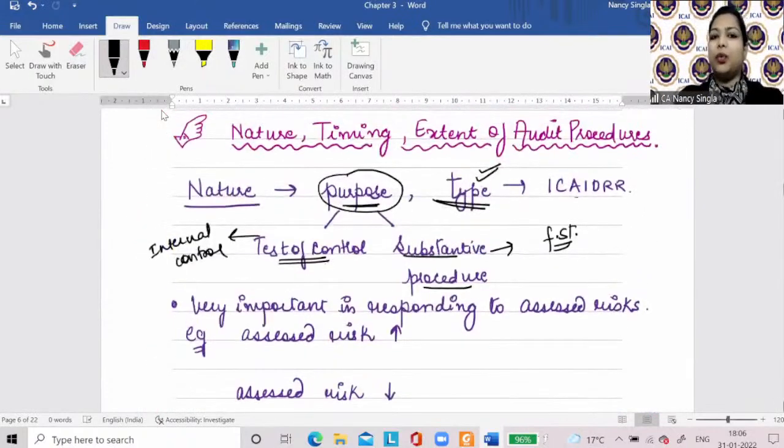As of now, try to understand that by the nature, it is meant what is the purpose of performing an audit procedure. There needs to be a purpose, whether the auditor wants to obtain audit evidence with respect to the financial statements or the internal controls of the organization, and more specifically, what type of audit procedure. Is it inspection? Is it external confirmation, observation, recalculation, reperformance? What type of audit procedure, right?